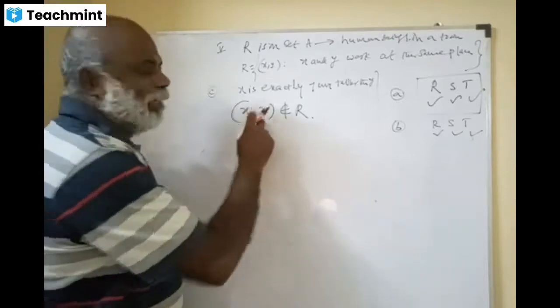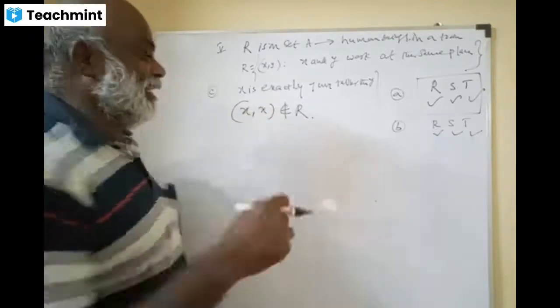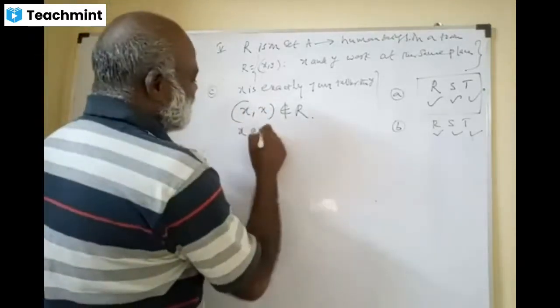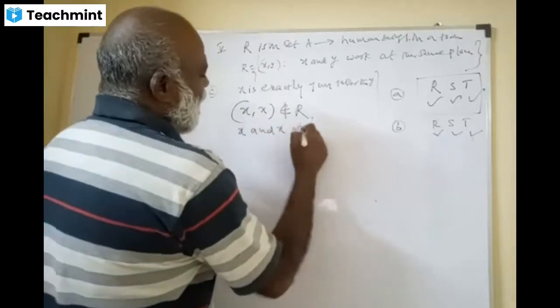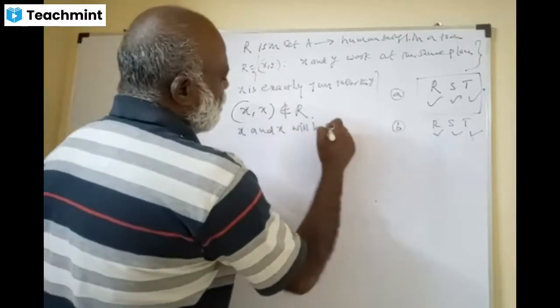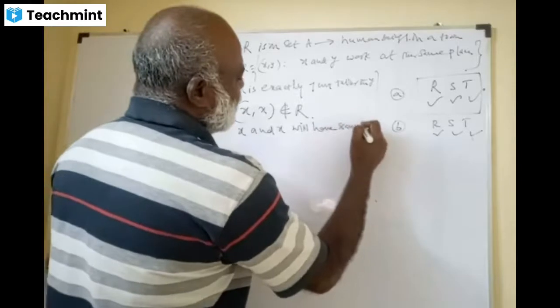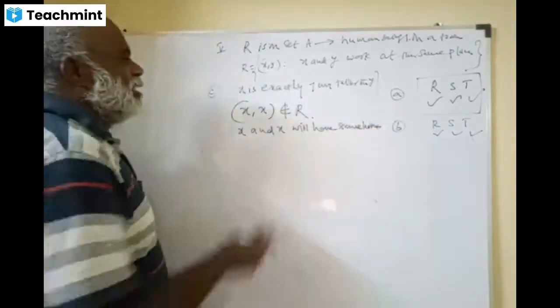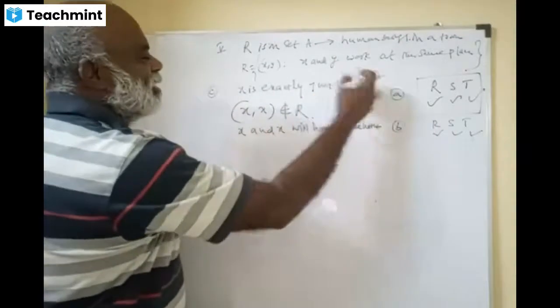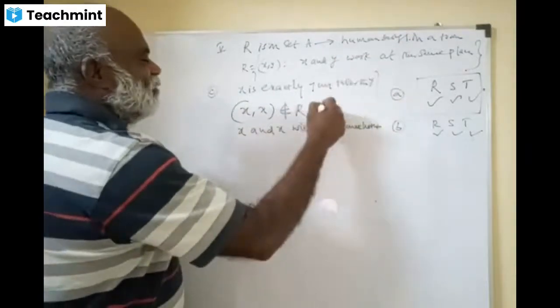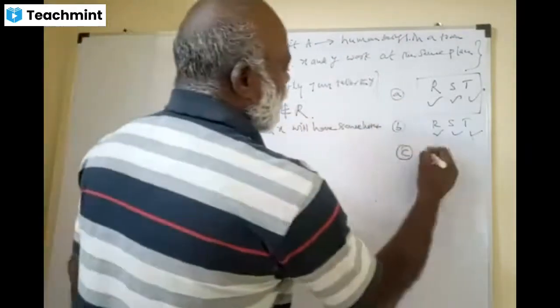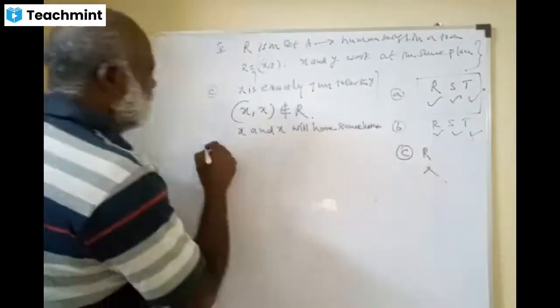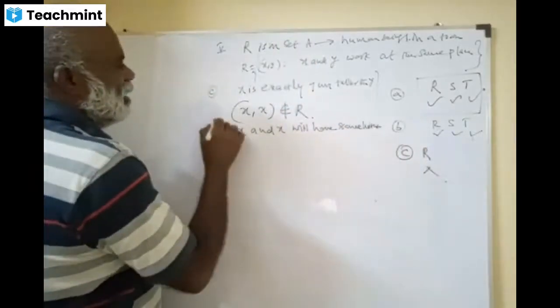Here, two identical persons will have the same height. X and X will have the same height. Therefore, X is exactly 7 centimeters taller than Y is not followed here. Therefore, it is not reflexive. Next one now, one is done.